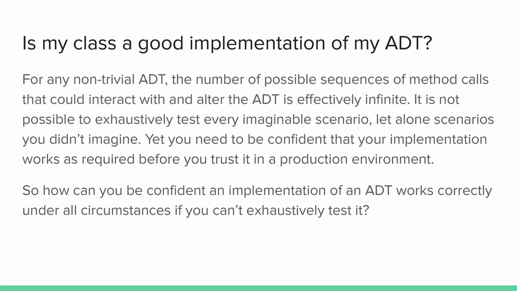For nearly any abstract data type, or ADT, the number of possible combinations and sequences of method calls that could interact with or change an object of the ADT type is effectively infinite, so it's not possible to exhaustively test every imaginable scenario. At the same time, as a programmer, we need to be confident that the implementations we're writing will work the way that the user expects before we trust it in a production environment. So we need a way to build confidence in our implementations.